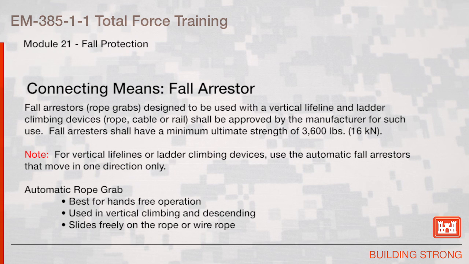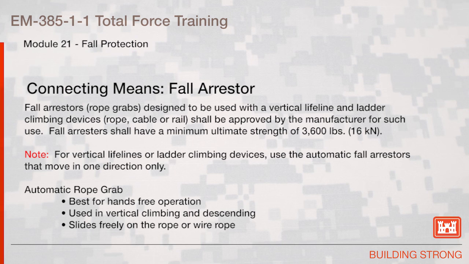Fall arresters or rope grabs are designed to be used with a vertical lifeline and ladder climbing devices, either rope, cable, or rail, and they shall be approved by the manufacturer for such use. Fall arresters shall have a minimum ultimate strength of 3,600 pounds. Note, for vertical lifelines or ladder climbing devices, use only the automatic fall arresters that move in one direction only.